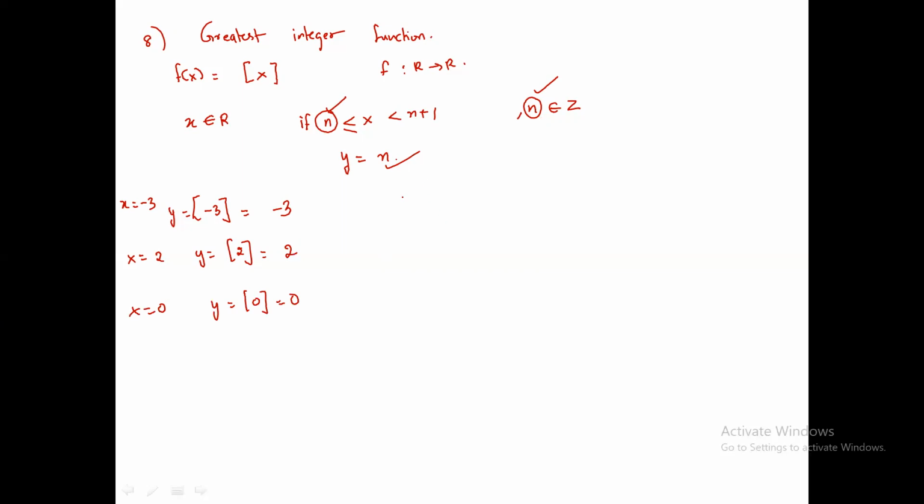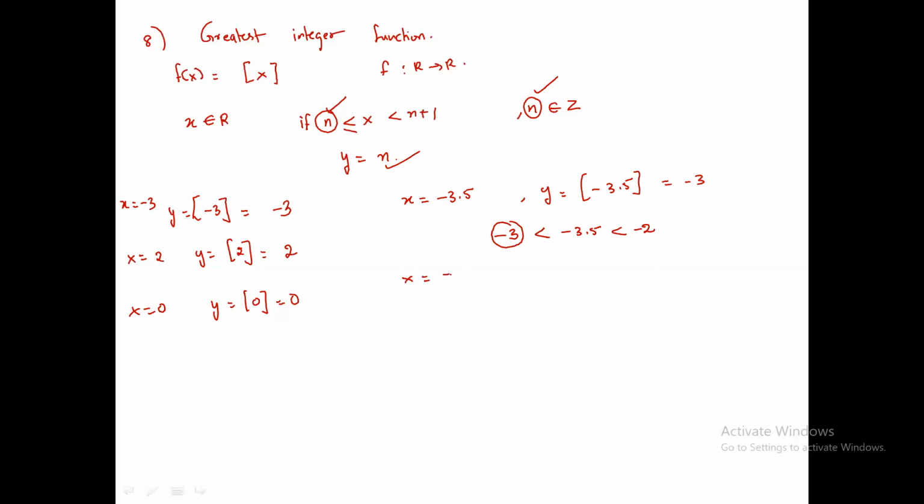But the question arises, if x is -3.5, what will be y? So the greatest integer function of -3.5, when you take -3.5, it is between -4 and -3. So you have to take the answer as -4 for y.